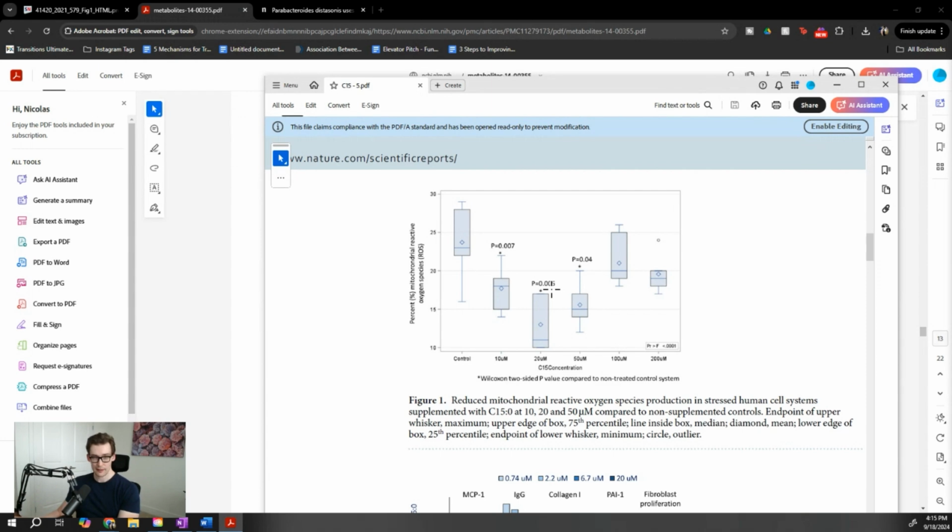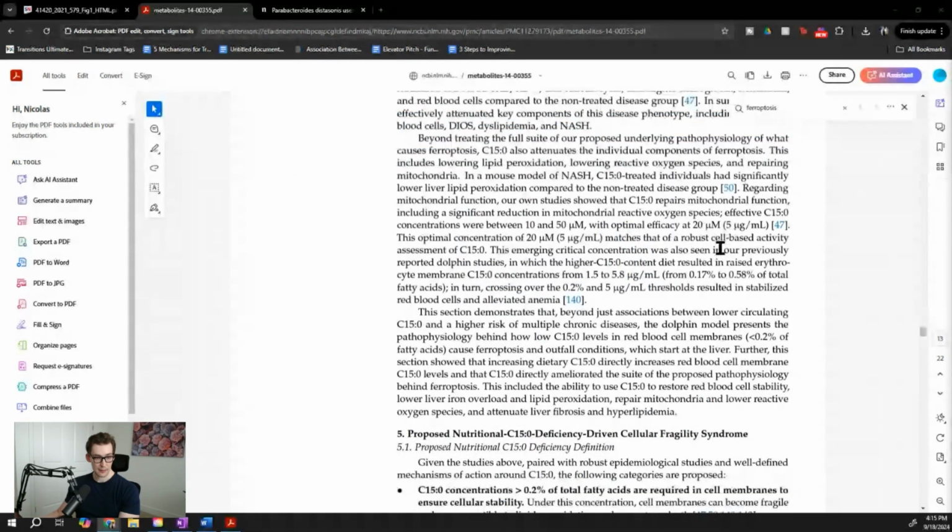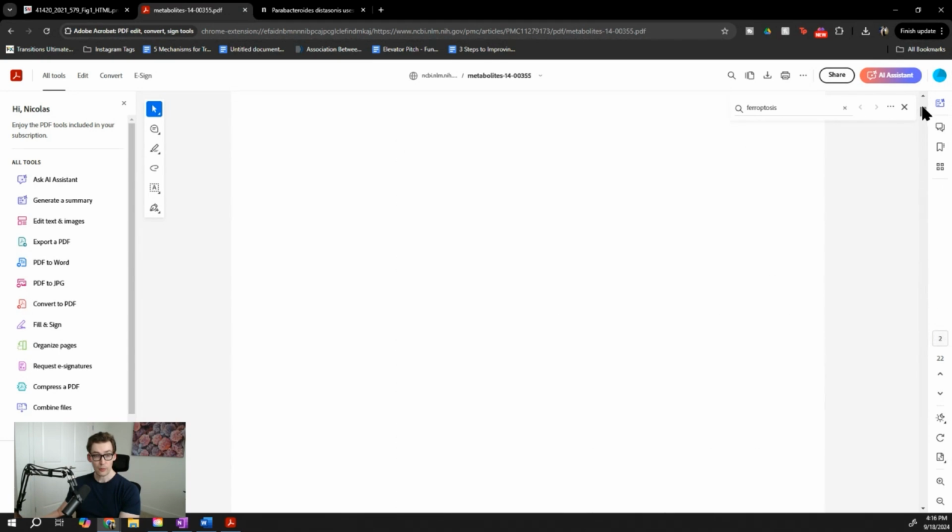And in addition, I got distracted for a moment, but this is a small gripe on my end, they also misspelled mitochondrial. Anyway, that's kind of beside the point. And then they go on to talk about looking at the threshold amounts for stabilizing red blood cells to alleviate anemia in dolphins. So none of this, absolutely none of this, is evidence that C15 affects ferroptosis through this mechanism that this whole review is based on.